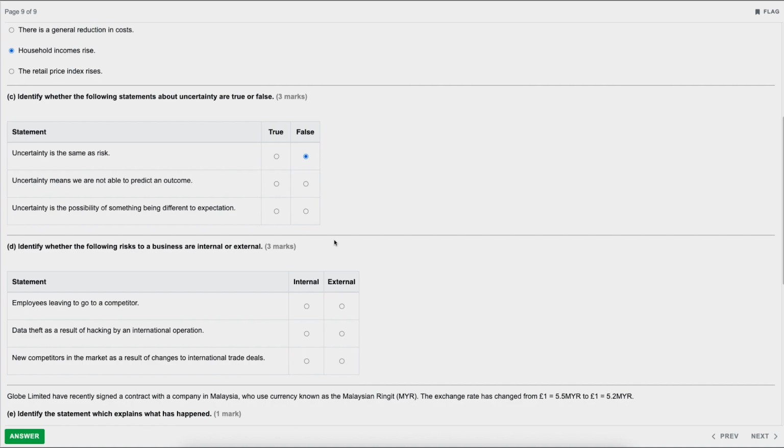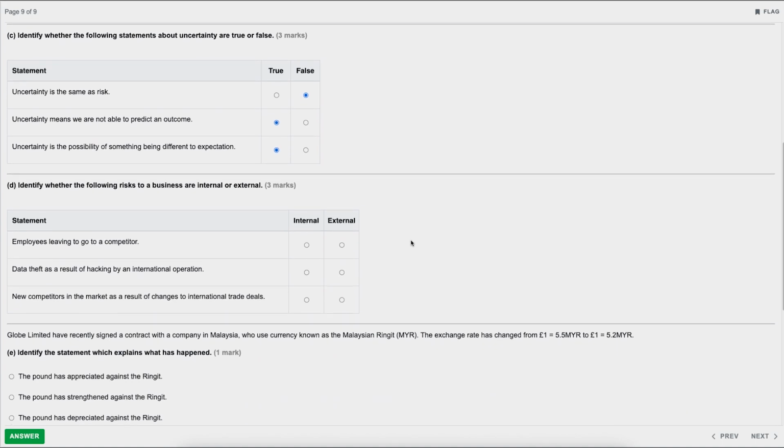The second one, uncertainty means we are not able to predict an outcome. That would be absolutely true. That is one of the definitions for uncertainty. And then the third one, uncertainty is the possibility of something being different to expectation. Again, that one would be true. So that's what I was trying to explain earlier when I was comparing it to risk. So uncertainty can refer to something good or bad. We just don't know as a business whether it will happen or won't happen.